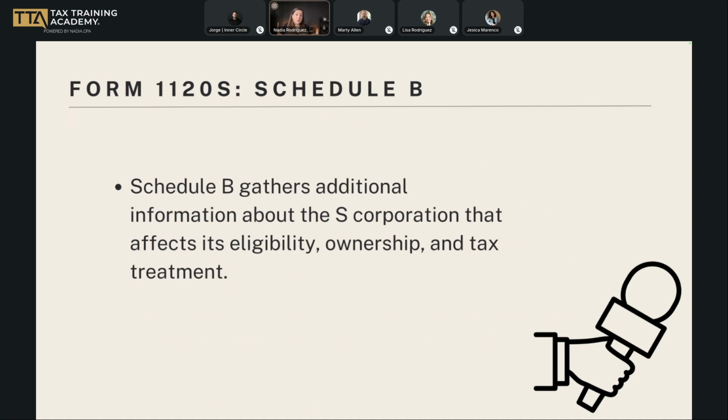Most of the cases that I've seen, they're always going to be no, but it is one of those that I still have to make sure I read and acquaint myself with those questions for every type of S Corp client that I have.